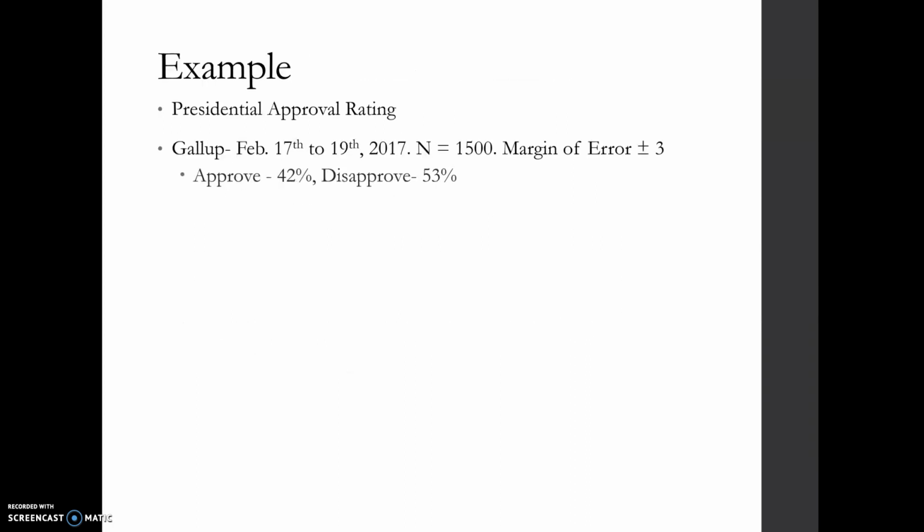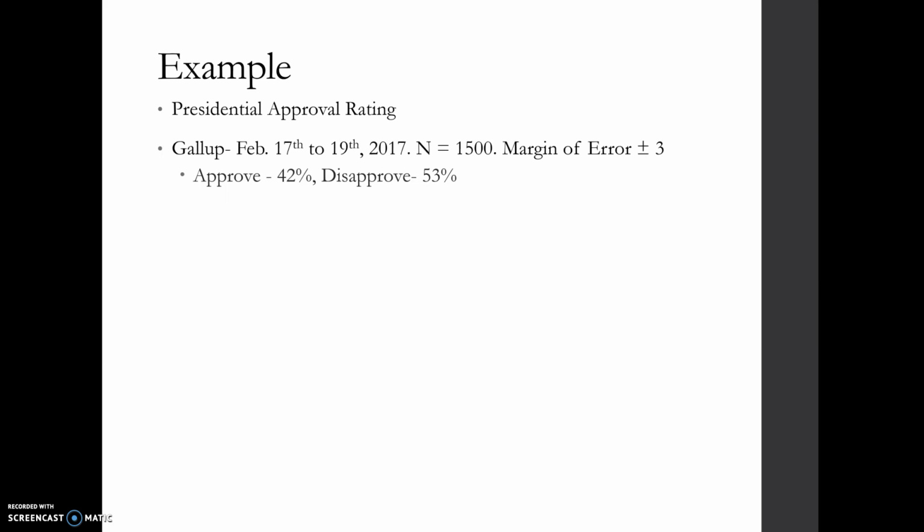You probably heard about this during election seasons a lot. Presidential approval ratings, or even right after election season, you hear this a lot. So Gallup used a sample size of 1,500, and predicted that for President Trump, his approval rate is 42%. Disapproval rate is 53%. Remember, this 42% and 53% are from the sample. The sample is 1,500. Even though you use random sampling, you can't say the population true value is exactly 42%. That's where we have margin of error.